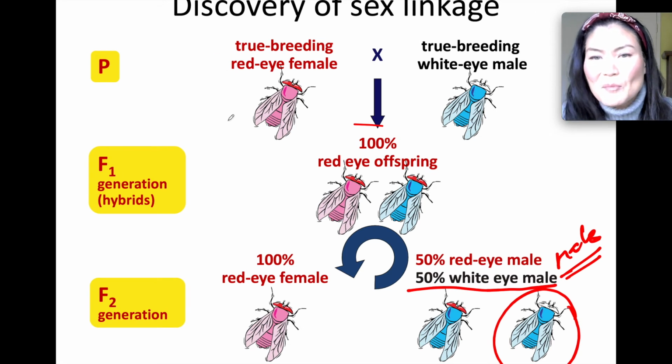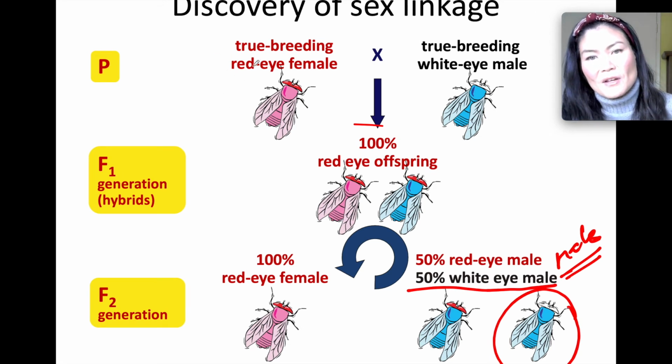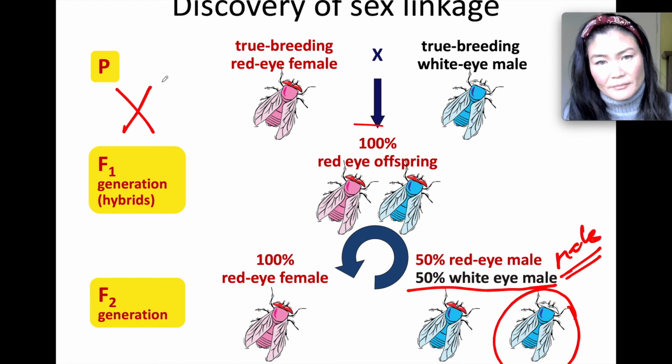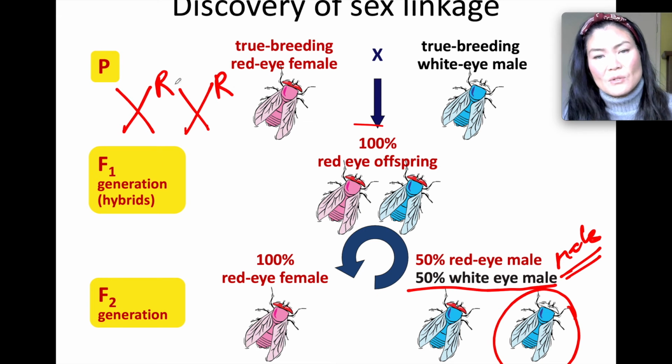So I should probably write down the genotypes, okay? So the red color versus white color. White is recessive to red, so red is dominant to white. However, because it's found on the X chromosome, this is the way that we write out the genotype. She is homozygous red eye. Okay? So this is the genotype of the true breeding red-eyed female: X big R, X big R. So it's found on the sex chromosome.